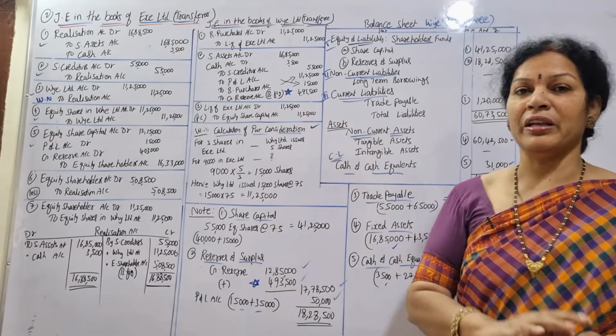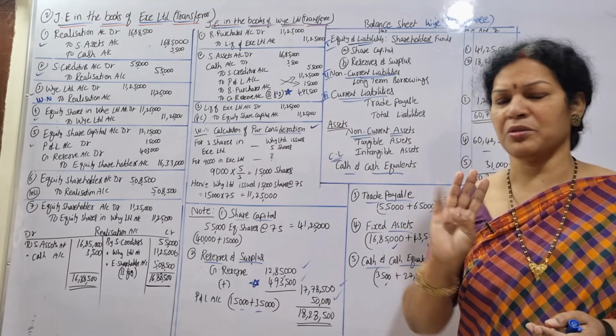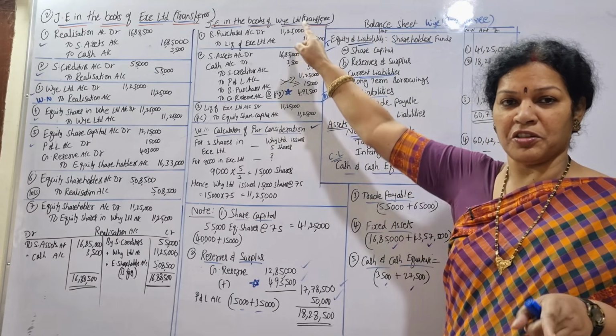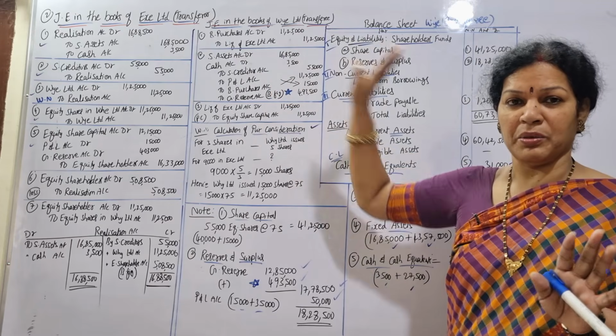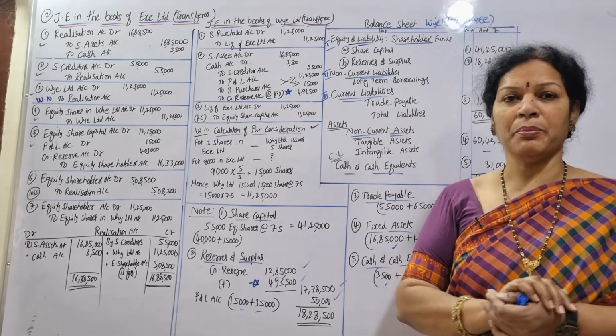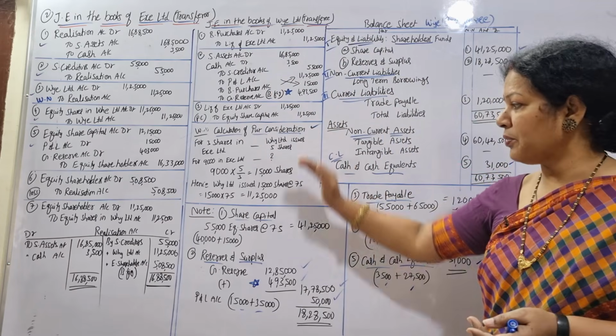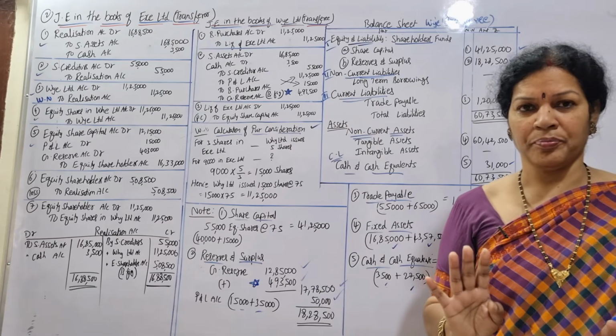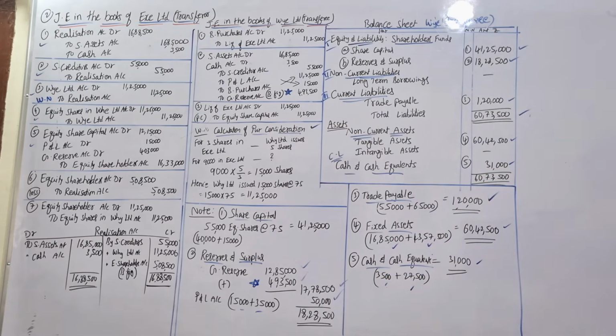And in the books of Y Limited, we have passed only 3 entries. One is purchasing the company, means purchase consideration. Second one is transferring the assets and liabilities. Third one is for making the purchase payment. And after that, we have prepared the balance sheet. It is clear, I think. Take a screenshot or note down.